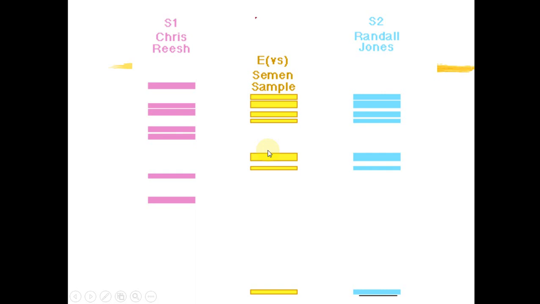or say for a paternity dispute. Okay, so now if you observe, matching the sample with any one of the suspect samples, see, this semen sample's bands match with sample 2 exactly. So that means this S2, sample 2, is the culprit.